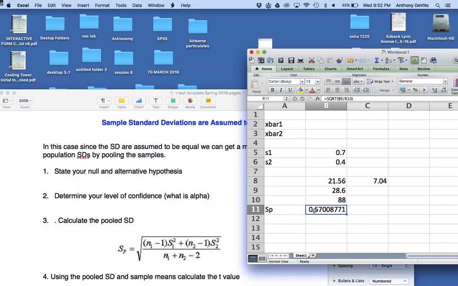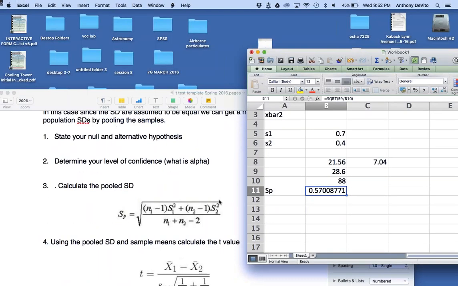I'm hoping that's right. It does look right because it's in between these two values. In fact, I'll bet it's almost exactly in the middle because the two sample sizes are the same size. It's like a weighted average of the two. If the sample size had been bigger for S2, we would have expected it to be closer to 0.4 than to 0.7. But that's neither here nor there.